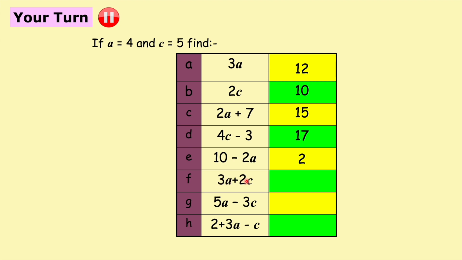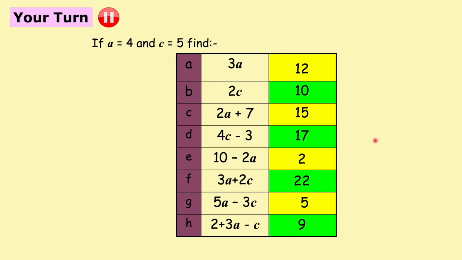3a plus 2c, so 3 times 4 add 2 times 5, so 12 add 10 is 22. 5a subtract 3c, 5 times 4 subtract 3 times 5, so 20 subtract 15 to give us 5. And the last one is 2 add 3 times 4 subtract 5. So we need to work out the 3 times 4 first, which is 12. So then we do 2 add 12, which is 14, subtract 5 to give us 9. So well done if you got those right.